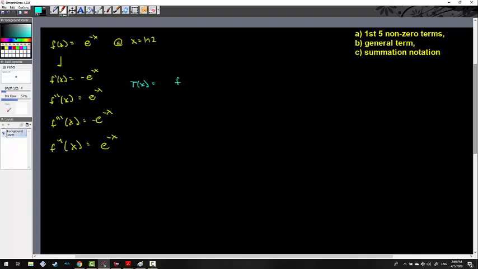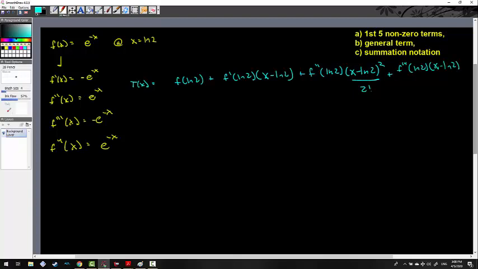So it's going to be f of ln of 2. That's term 1. Next is going to be plus f prime of ln of 2 times x minus ln of 2. That's term 2. Term 3 is f double prime of ln of 2, and then x minus ln of 2 squared over 2 factorial. And then plus f triple prime of ln of 2, and then x minus ln of 2 cubed over 3 factorial. That's 1, 2, 3, 4. That's okay. I think we're going to be able to figure out what the fourth term is.